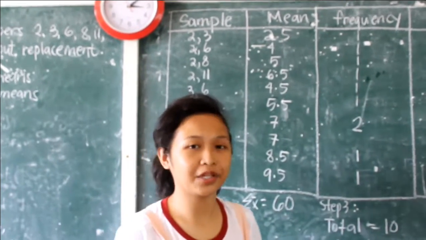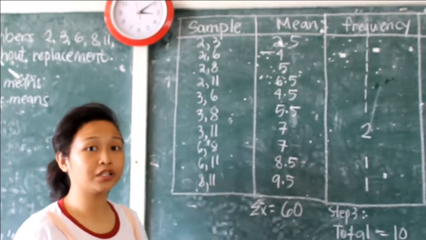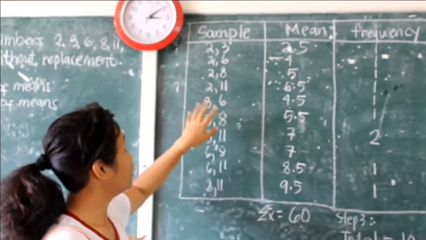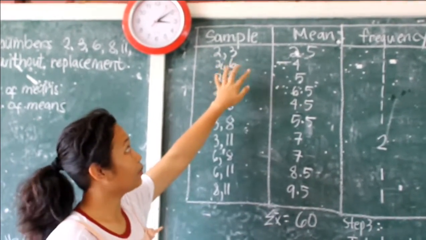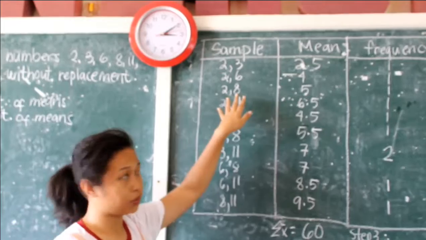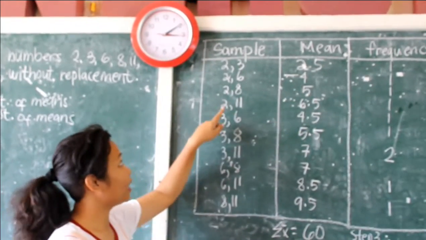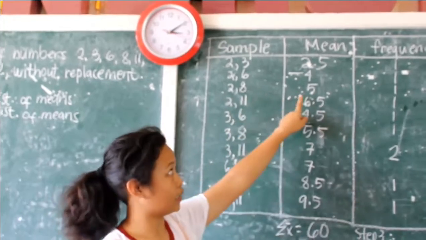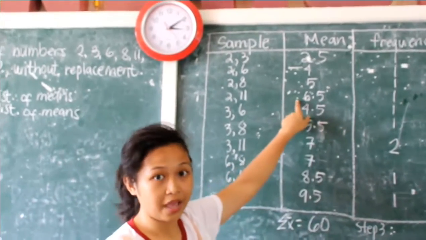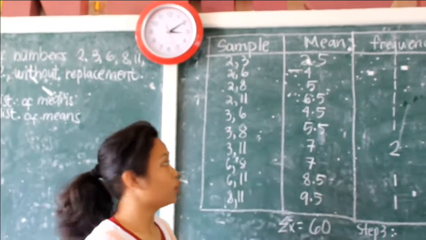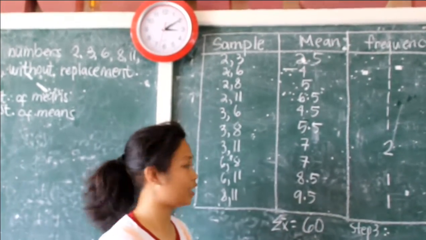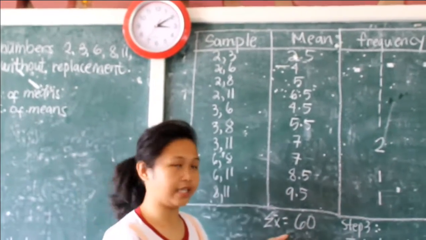Now we're going to get the mean of each sample. The mean is simply the average of the two values. So 2 plus 3 divided by 2 is equal to 2.5. 2 plus 6 divided by 2 is equal to 4. 2 plus 8 divided by 2 is equal to 5. 2 plus 11 divided by 2 is equal to 6.5, and so on and so forth. If we add all these means, we will have a sum of 60.